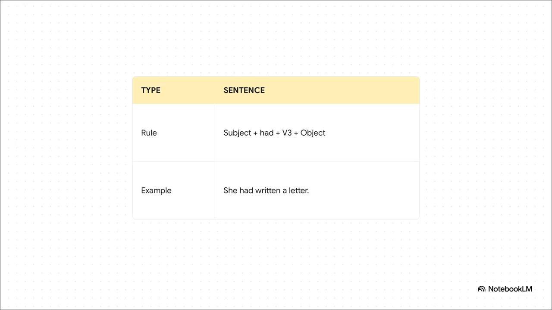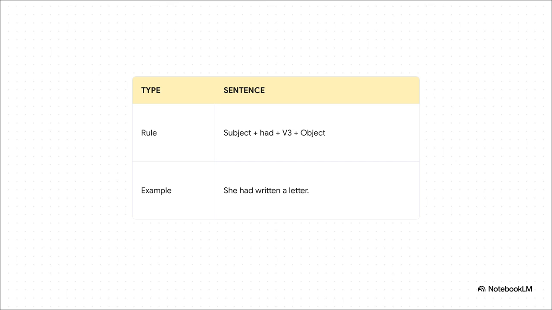But what if you have two things that happened in the past and you need to be super clear about which one happened first? That's where you use the past perfect. I like to call it the past of the past. It's a lifesaver. She had written the letter before she mailed it.